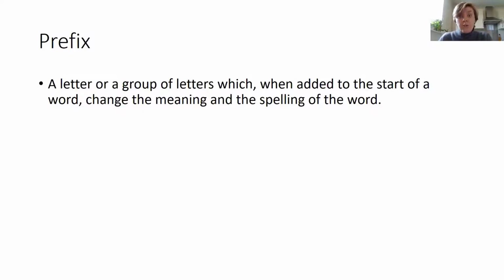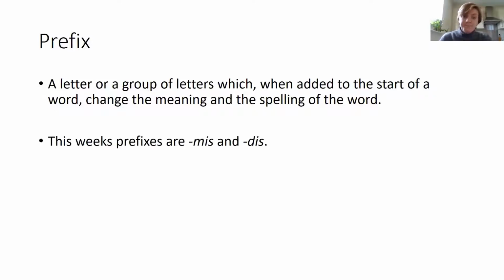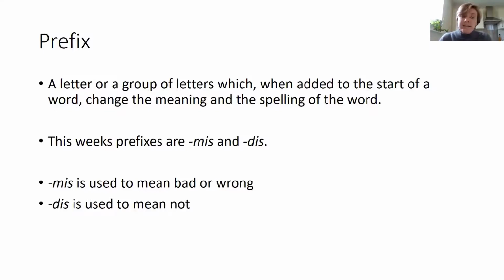For the past few weeks we've been looking at suffixes together, and they go on the end of a word, but a prefix goes at the start of a word. Okay? Now this week's prefixes are mis and dis. Mis is used to mean bad or wrong when we add it to a word, and dis is used to mean not when we add it to a word.